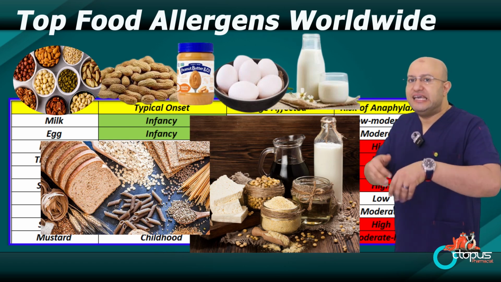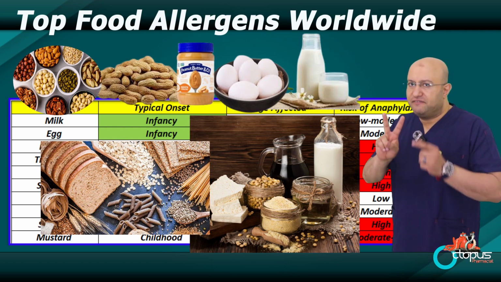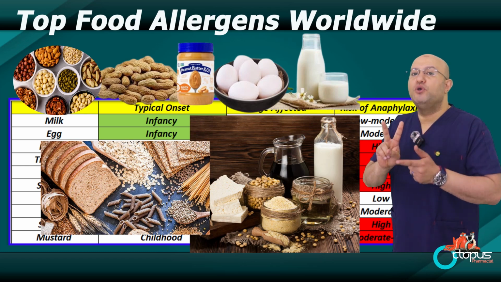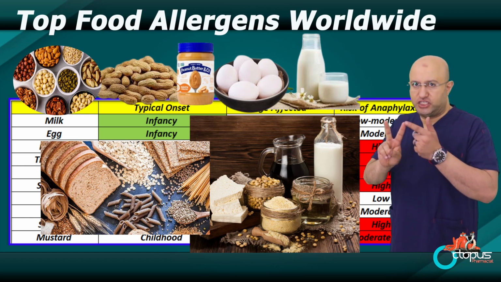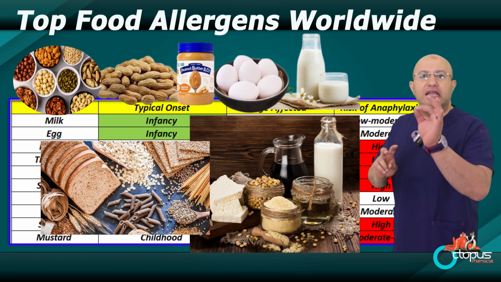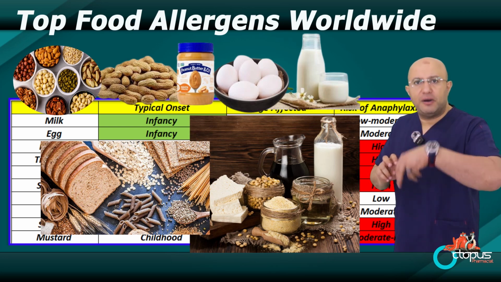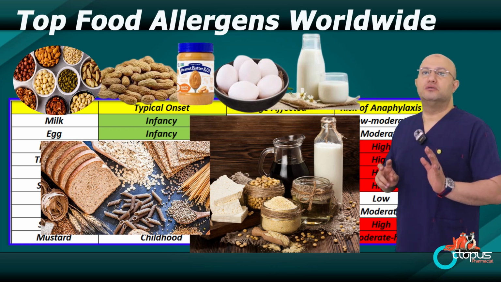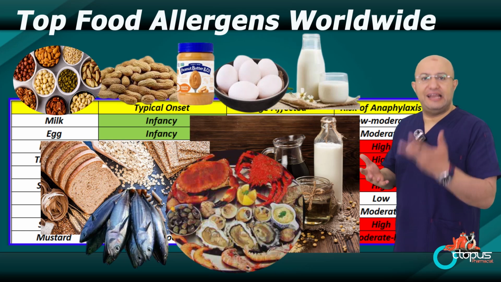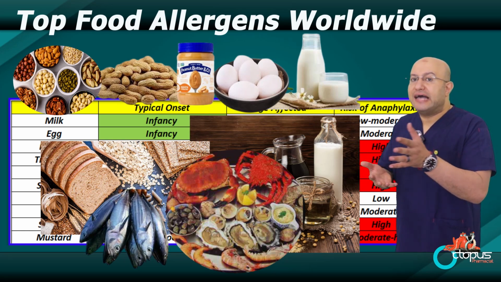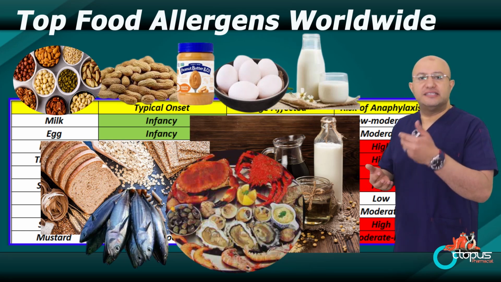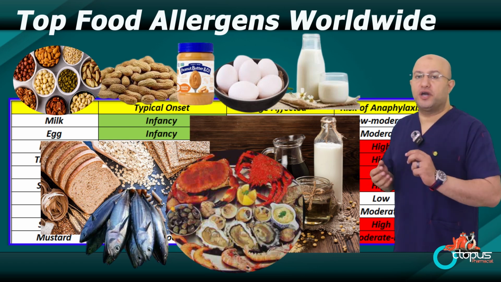7. Fish. Fish allergies are common, especially with salmon, tuna, mackerel. However, it's important to know, being allergic to one type of fish does not mean you're allergic to all fish. Each species has different proteins, so a person might react to tuna, but not to salmon or mackerel.